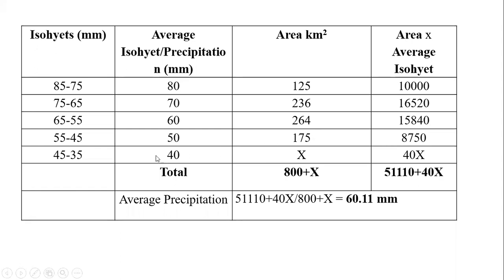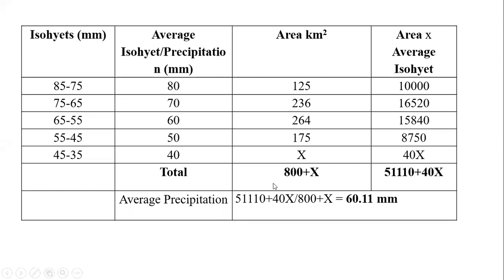And for the last one, that is between 45 and 35, the average is 40 millimeter, the area covered is X, that is unknown to us, isn't it? So I have taken the summation of the area also because it is required in the further analysis. So it accounts for 800 plus X.